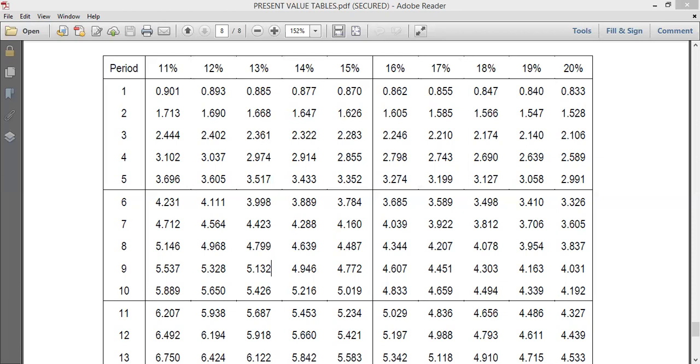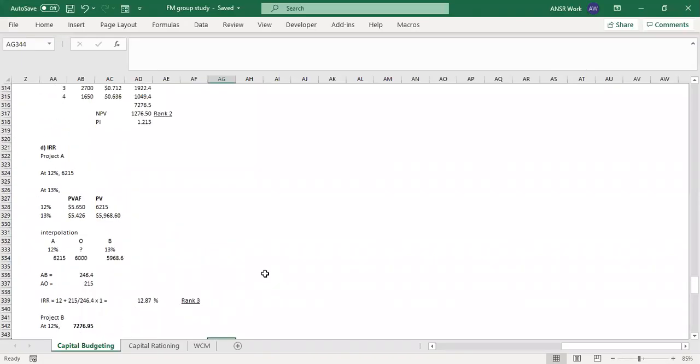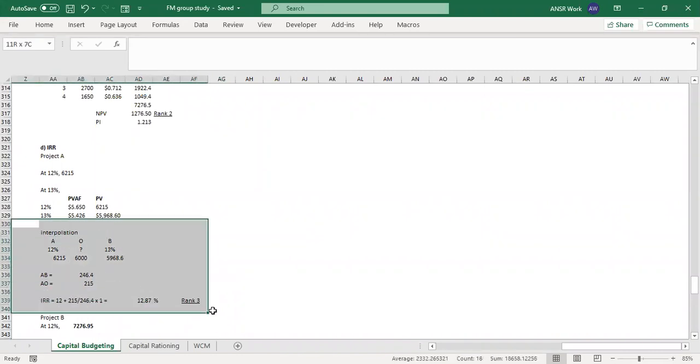Sorry, Dheeraj, can you please show that in Excel? I'm confused. Yes, yes, no problem. I'll share the screen right now. Give me 1 second. Yeah, here it is. Can you see this portion?